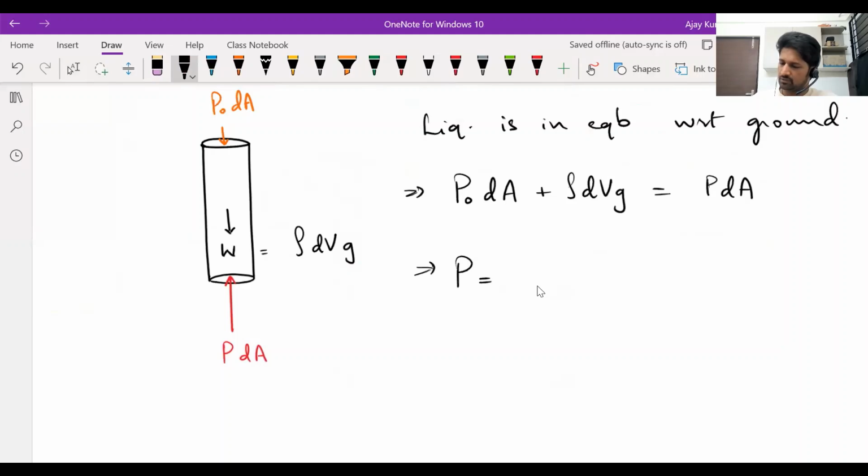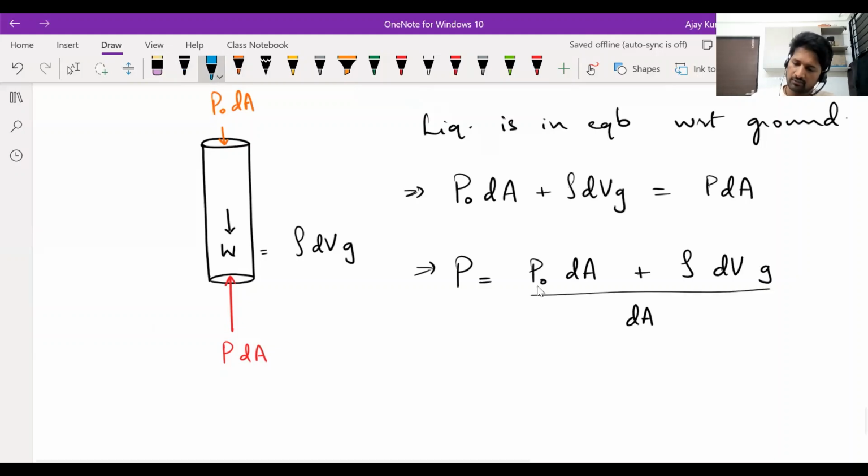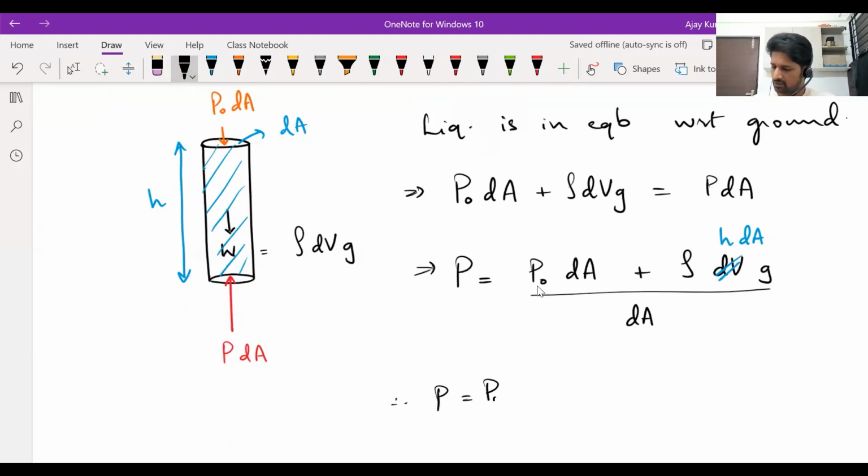So, you can write pressure P is equal to, what is P? Pressure at a depth below the free surface. That is what we are trying to derive. Pressure at a depth below the free surface becomes P naught dA plus density into volume into g divided by dA. Okay. The volume of the liquid that we considered here can be expressed like this. The height was h, right? And the cross-sectional area was dA. It's a cylindrical volume. So the volume can be written as h multiplied with dA. Okay. Area of cross-section into height, that becomes volume. Now dA gets cancelled. And you will be left with P is equal to P naught plus rho g h. Okay. Very important and useful equation in this chapter.